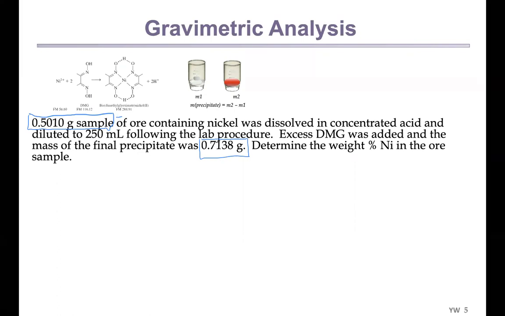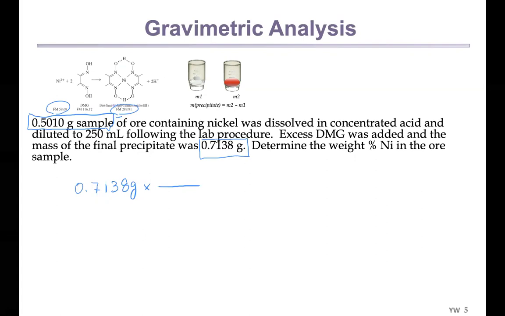So we will start from the final weight, right? We know that this is the final precipitate and it is nickel DMG2. And from here, only part of it was contributed by nickel. So we have to calculate the ratio between nickel and the whole compound to calculate the actual mass of the nickel. So what should we use here? We have to use the formula weight of nickel DMG2 and the formula weight of nickel, right?